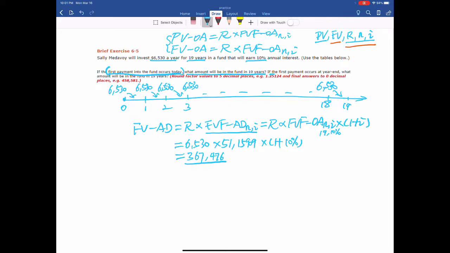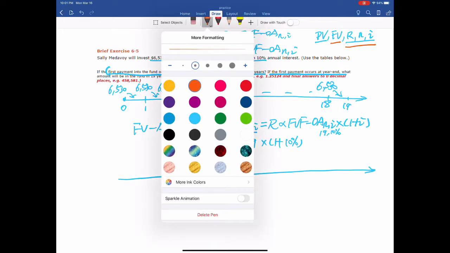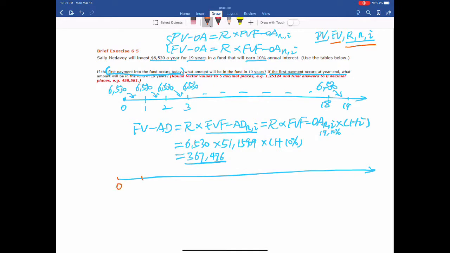The next question is, if the first payment occurs at the end, what's the amount? Again, let me use another axis, in a different color to show the difference. This is 0, this is 1, this is 2, this is 3, this is 19, and the rent is paid at the end of each period. Basically we just lag the payment by one period. So this payment represents period 1, this is period 2, period 3, this is period 17, period 18, period 19. So this is an ordinary annuity.